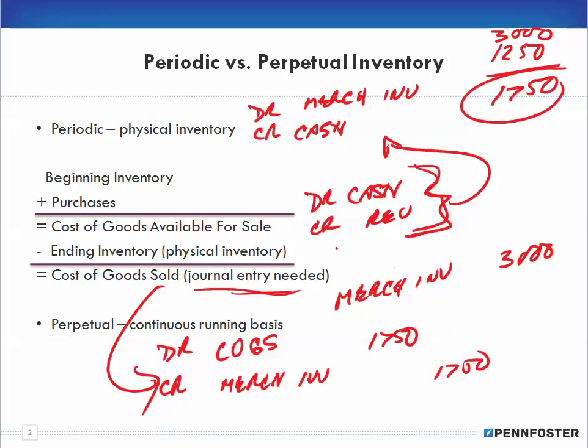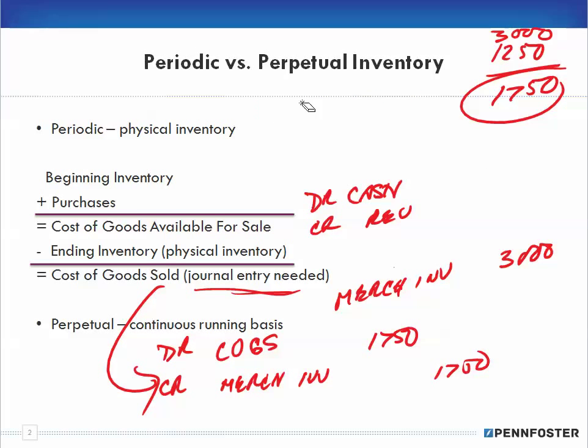So whenever you're using the perpetual inventory method, if you make a sale, you record the sale, and then you also have to record taking it out of inventory and putting it to cost of goods sold. But when you're using the periodic, you only need to do that adjustment at the end of the accounting period when you do a physical inventory.